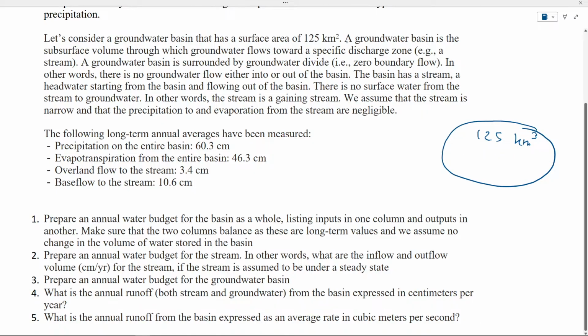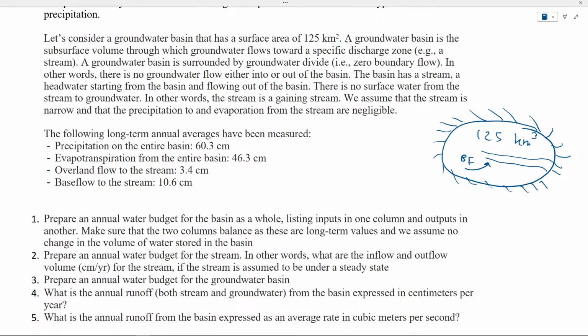And then there is a stream here. We don't know about this stream, but the groundwater will discharge. Groundwater basin means that out of here it's all impervious, like a groundwater divide. So groundwater will only leave through surface water. So here you have base flow. That's how you think about it. In other words, there is no ground flow either in or out of the basin.